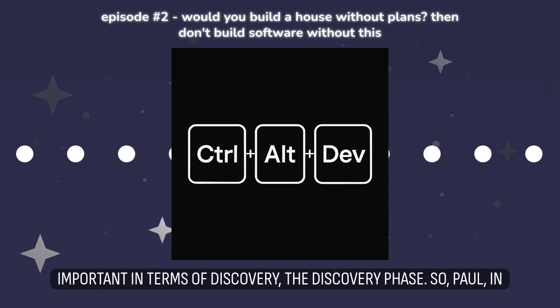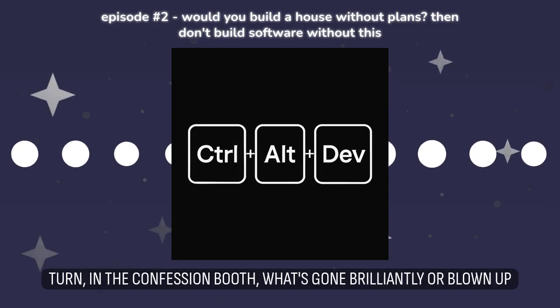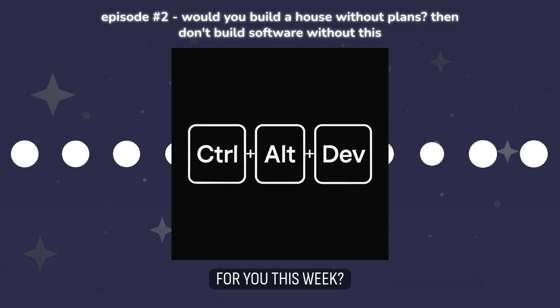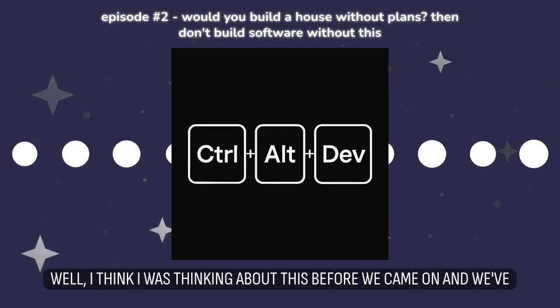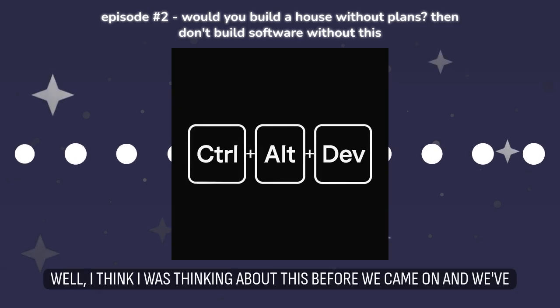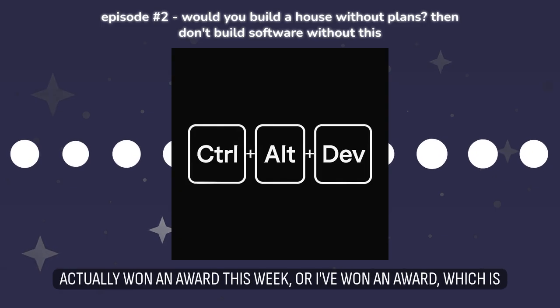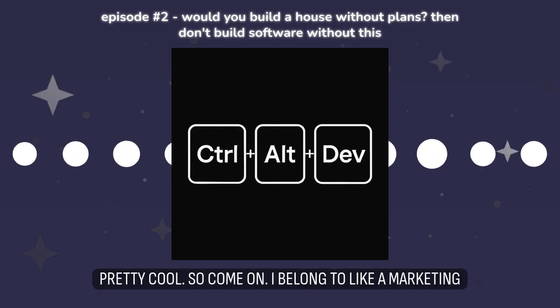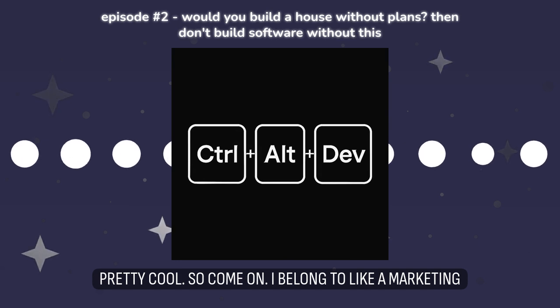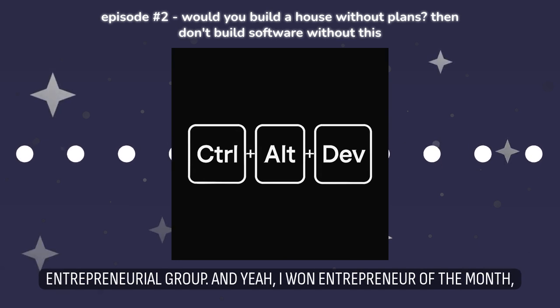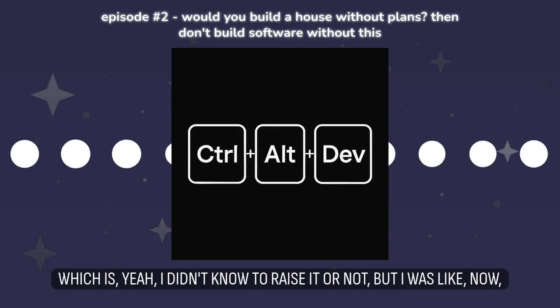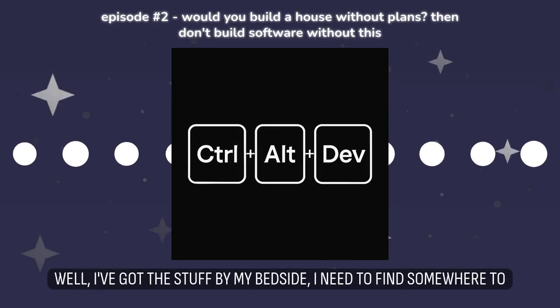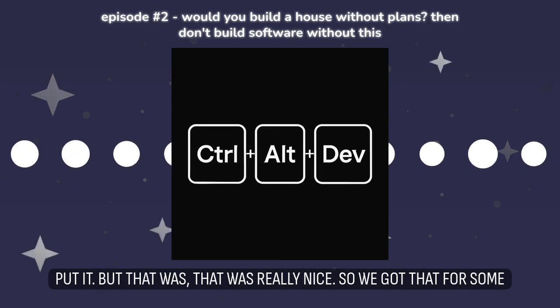So, cool. Paul, in the confession booth, what's gone brilliantly or blown up for you this week? Well, I was thinking about this before we came on, and we've actually won an award this week, or I've won an award, which was pretty cool. Come on, then. I belong to a marketing entrepreneurial group, and I won Entrepreneur of the Month, which is, yes. I didn't know whether to raise it or not, but I've got the certificate by my bedside. I need to find somewhere to put it. But that was really nice.